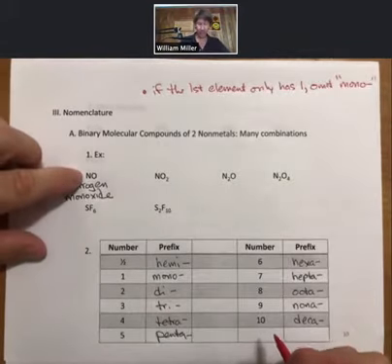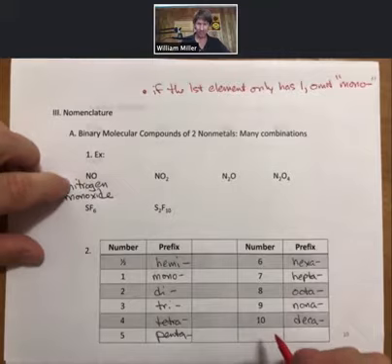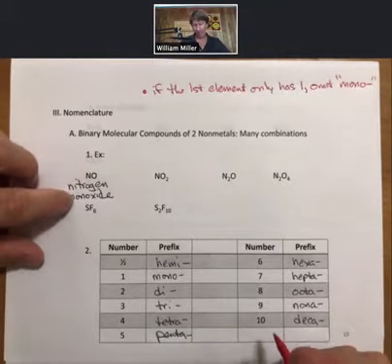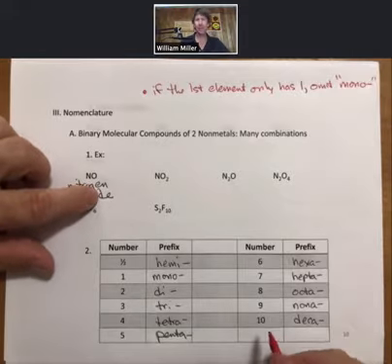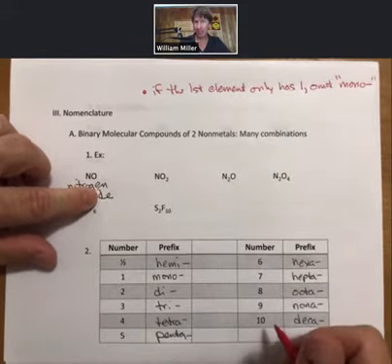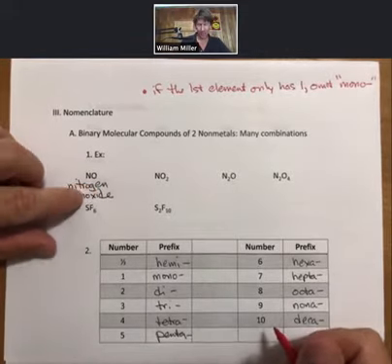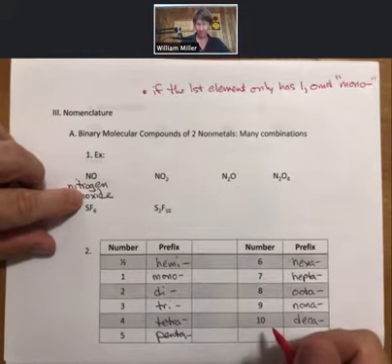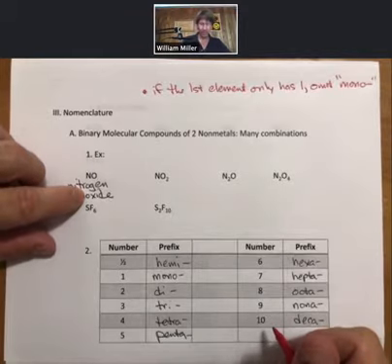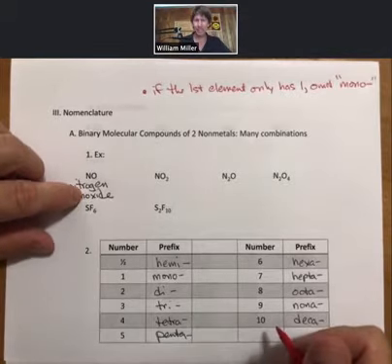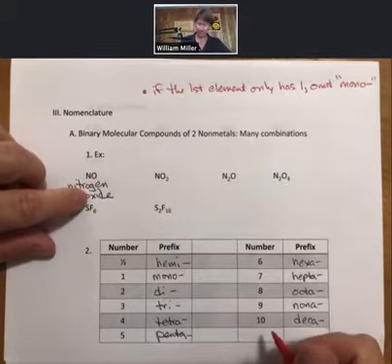Otherwise, the first element is just the name of the element, and the second element has the -ide ending as if it were a monatomic ion. So oxide would be O2 minus, and so oxide is the name of the second one. Chloride, even though it's -1, all the -ide endings are in effect for the second element.